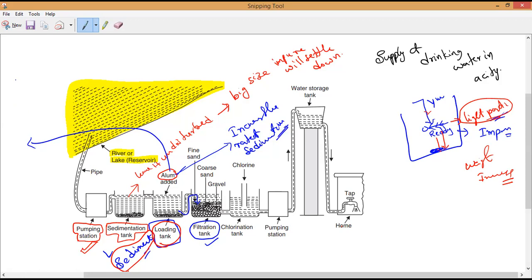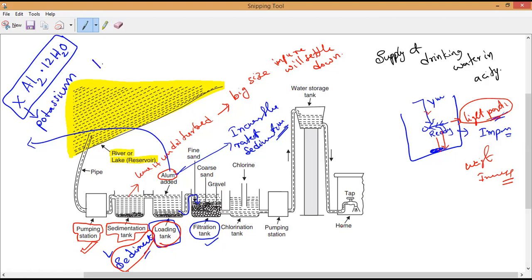Now you can see alum is a type of chemical compound. Basically, the general formula of alum is, please learn everybody, XAl2 dot 12H2O. What is the chemical formula of alum? X is called potassium, basically. We can take many other elements also, but we'll take potassium so that the formula turns into KAl2 dot 12H2O. So this is what is called alum.